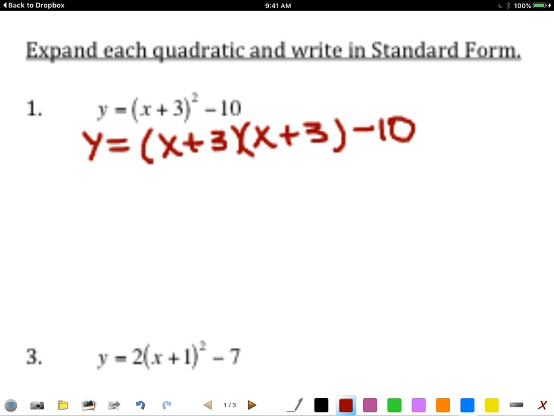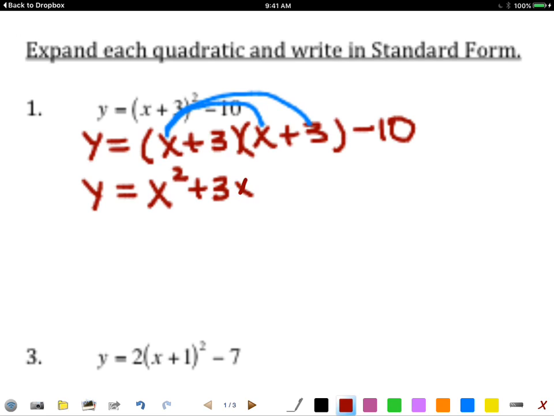Okay, so here we go. If we do x, we're going to do x times x and then x times 3. So we have y equals, what's x times x? X squared, and x times 3? 3x. Okay, and then we're going to go to the 3 and distribute the 3. So 3 times x is 3x, and 3 times 3 is 9, and we have -10, right?